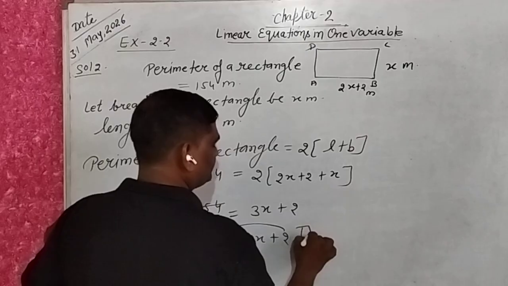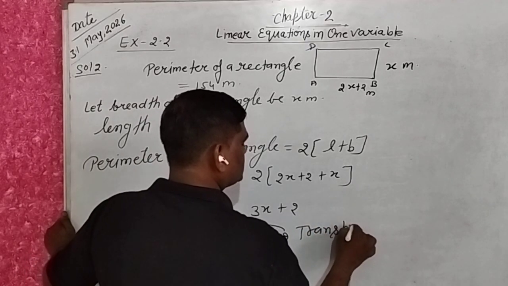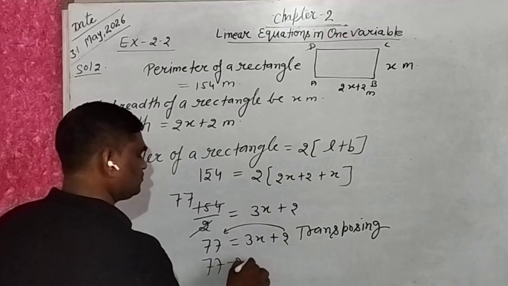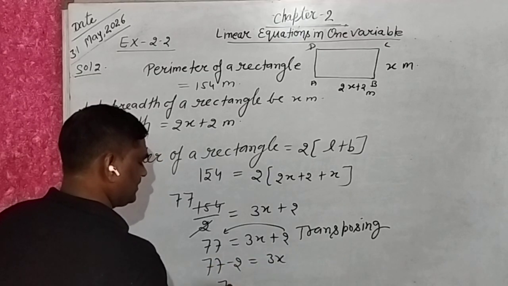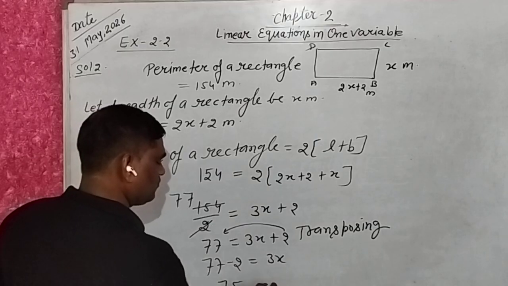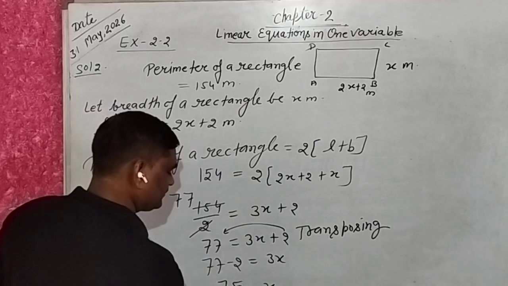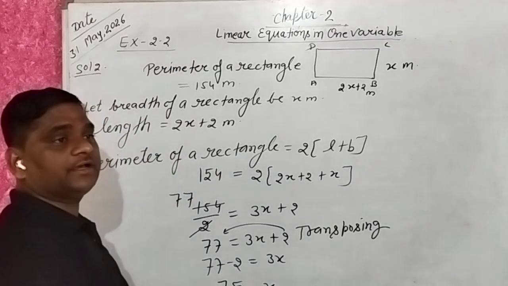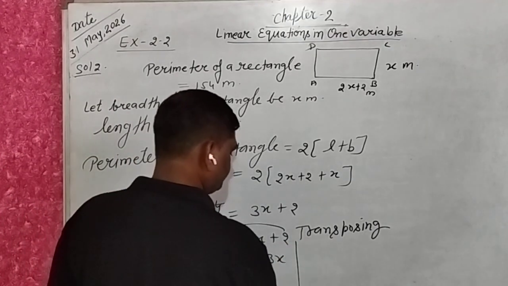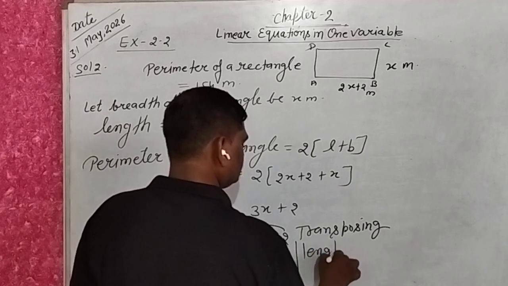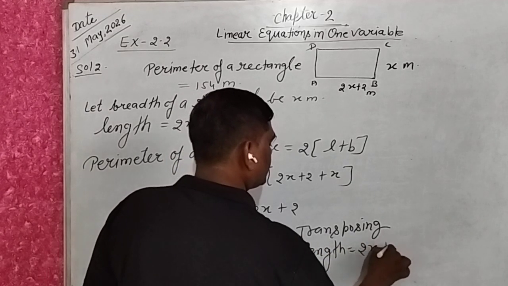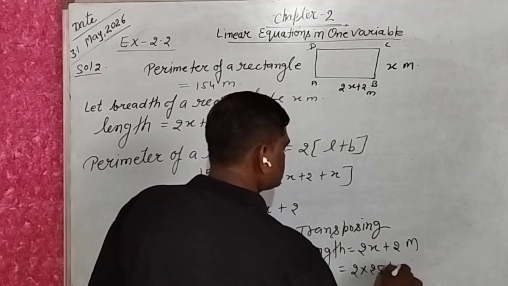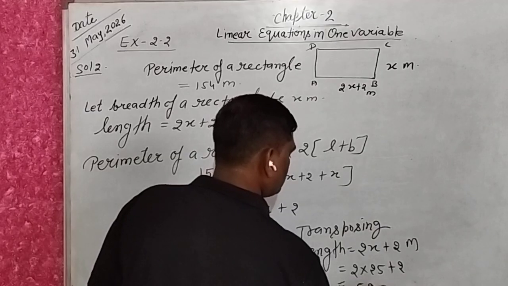Transposing here, 77 minus 2 is equal to 3x. 75 upon 3 is equal to x. So 25 meters is the breadth. And the length is 2x plus 2 meters. 2 into 25 plus 2 is equal to 52 meters.